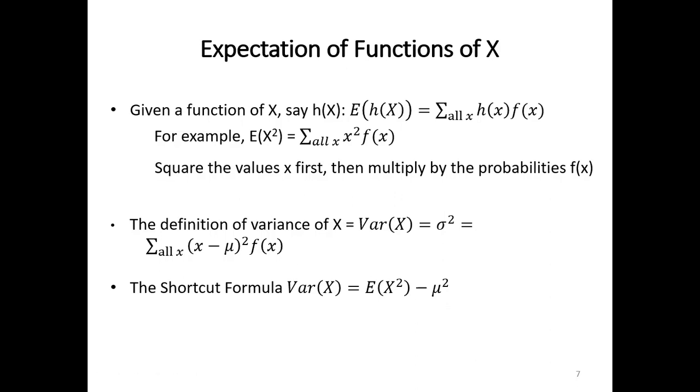So if you have a data set, you have maybe three or four values and their probabilities, it's about the same amount of work whether you do it this way or this way. But once you go beyond that, 4, 5, 6, 10 different values, the shortcut formula really is much faster.